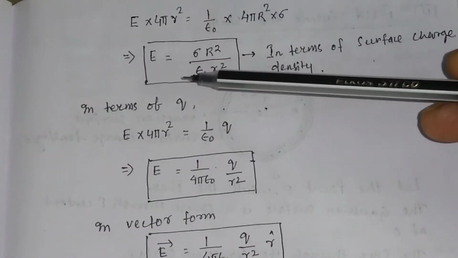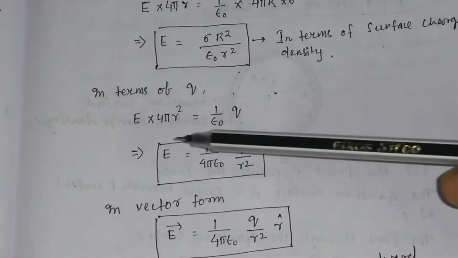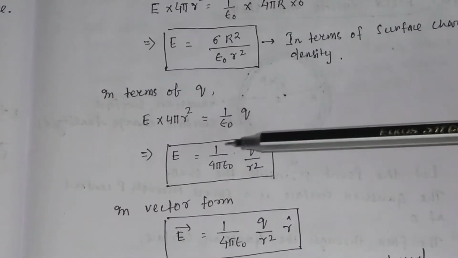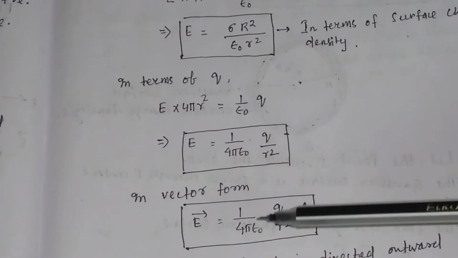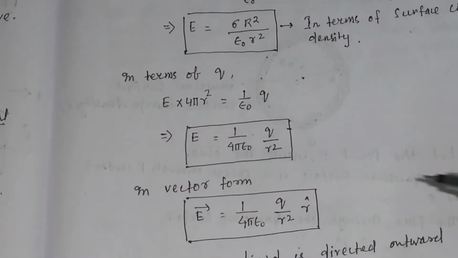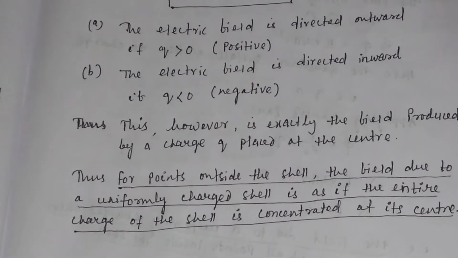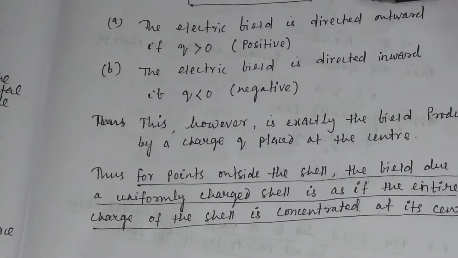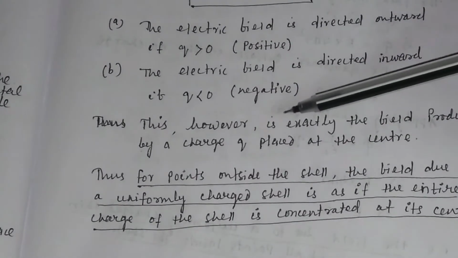But if you write it in terms of the charge Q, then E into 4 pi r square is equal to 1 by epsilon 0 into Q. So E will be equal to 1 by 4 pi epsilon 0 into Q by r square, and in vector form, E equals 1 by 4 pi epsilon 0 Q by r square into r cap. So the electric field is directed outward if Q is greater than 0, or for positive charge, field is outward. For negative charge, Q less than 0, field is directed inward.